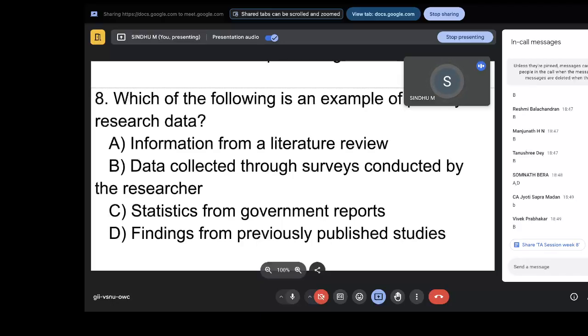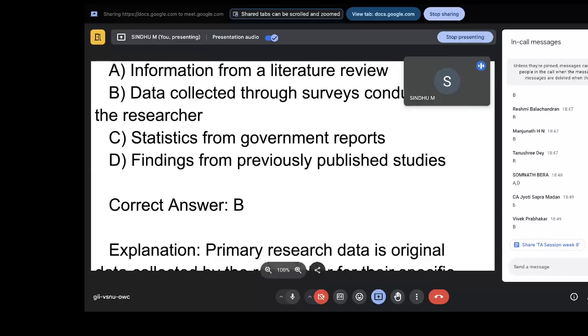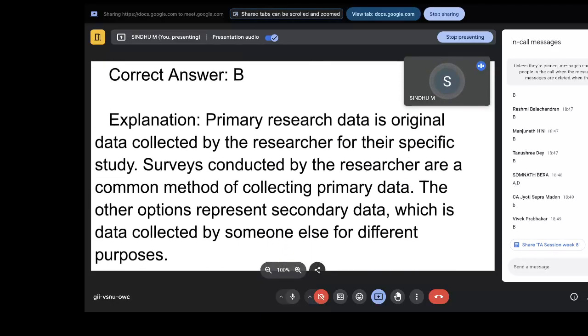Option C, statistics from government reports. Again, here also the data is not collected by the researcher themselves. It is being taken from another source, so it won't be considered primary data. And option D, findings from previously published study. Here as well, the data is being taken from a different source. It is fine to do that, but it can't be considered primary research data. So the correct answer to this question is option B.